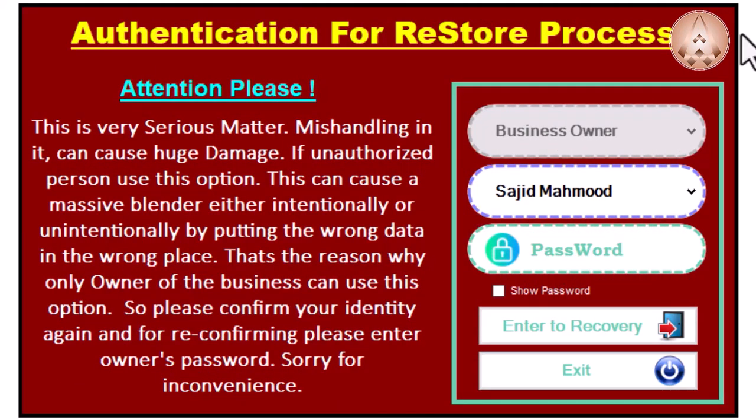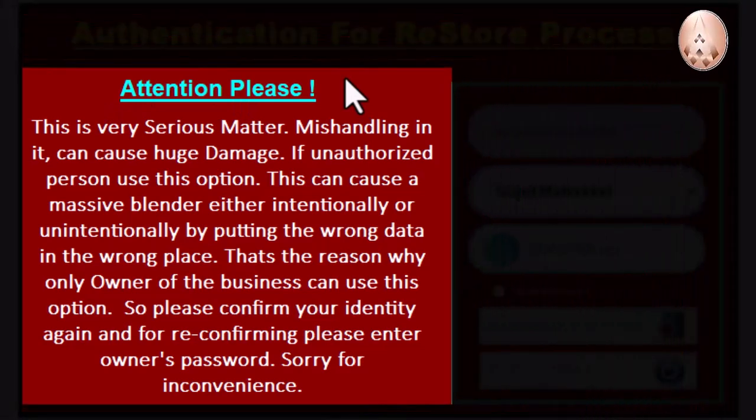As you click this menu, a message appears, authentication for restore process, and then the message starts: Attention please, this is a very serious matter. Mishandling it can cause huge damage. If an unauthorized person uses this option, it can cause a massive blunder, either intentionally or unintentionally, by putting the wrong data in the wrong place. That's the reason why only the owner of the business can use this option. So please confirm your identity again, and for reconfirming please enter the owner's password.